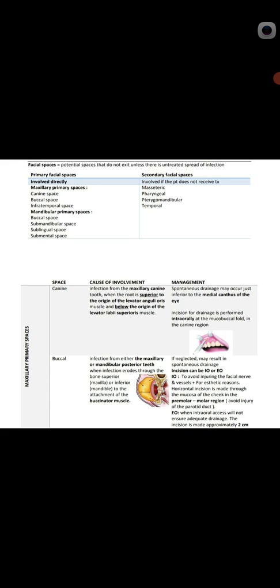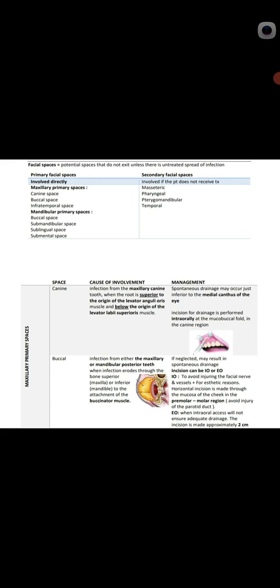In buccal space, infection comes either from maxillary or mandibular posterior teeth, because buccal space is common to both primary maxillary and mandibular spaces. Now the cause of involvement is infection from either the maxillary or mandibular posterior teeth, when infection erodes the bone superior to the maxilla or inferior to the mandible attachment of the buccinator muscle. When they erode through the bone and reach the buccinator muscle, there will be buccal space infection. Now in management, if neglected, it may result in spontaneous drainage.